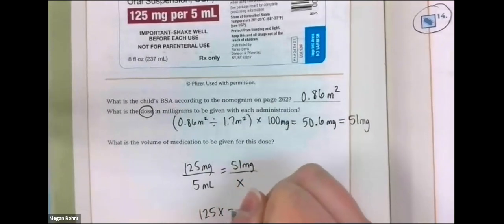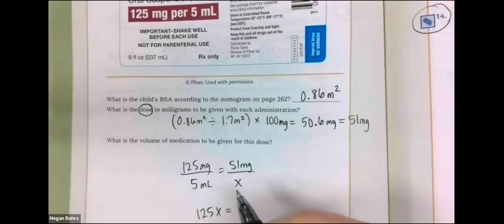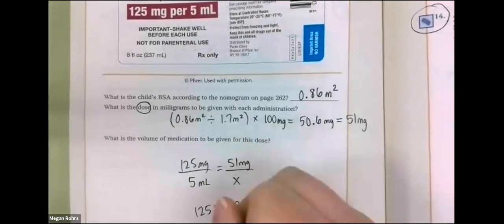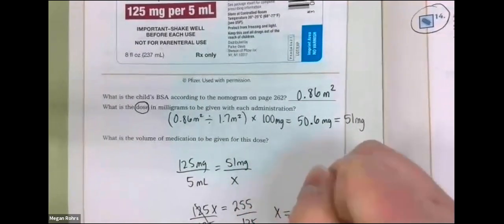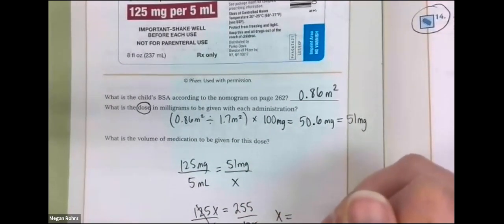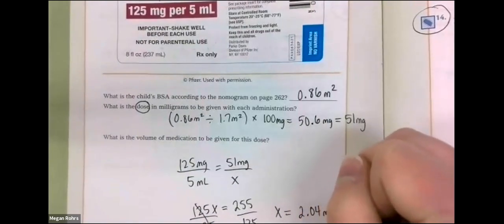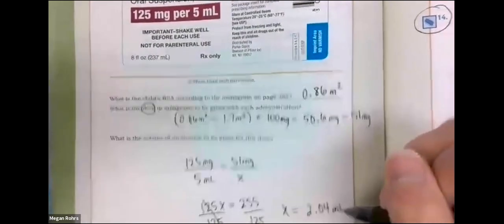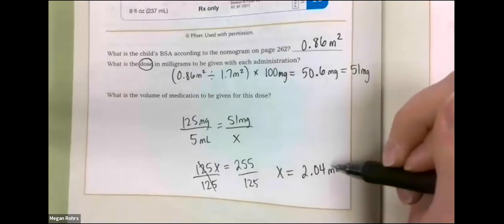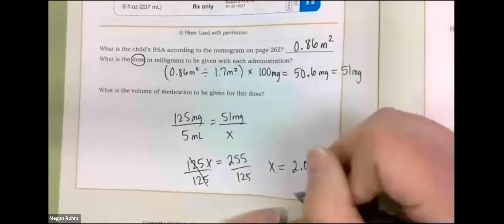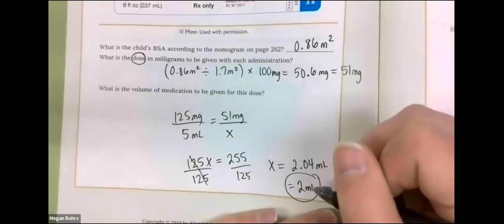So 125x, then I take 51 times 5, which gives me 255, divide by 125. X gives me 2.04 mils. Now, if I'm rounding to the nearest tenth, because my 3 mil syringe would not measure to the nearest hundredth, that would round to roughly 2 milliliters.